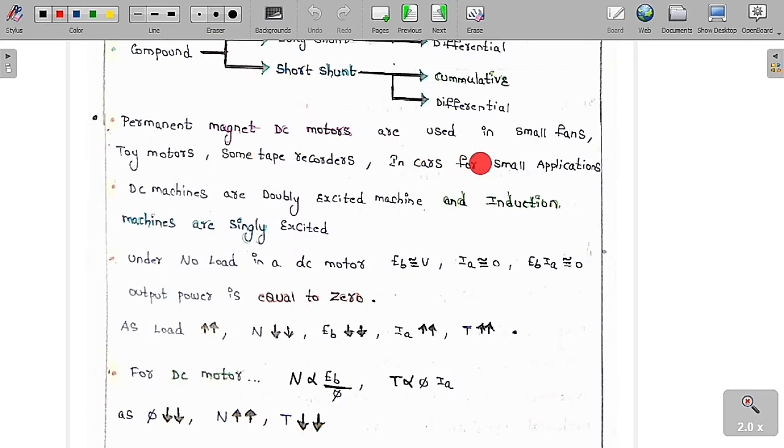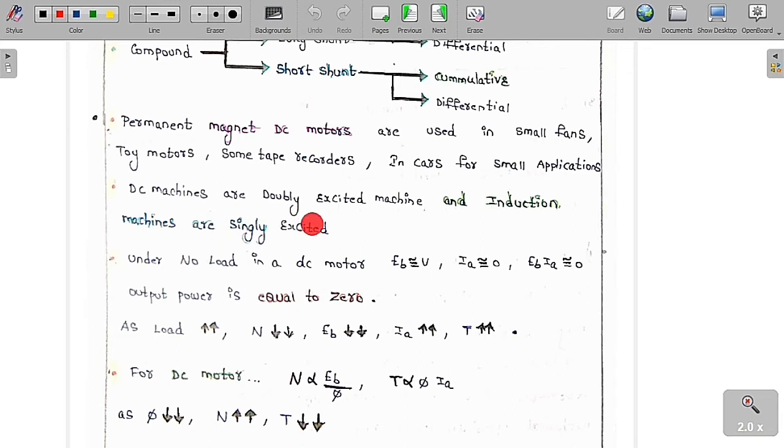Permanent magnet DC motors are used in small fans, toy motors, some tape recorders, and also in cars for small applications. Whatever magnets are used in permanent magnet DC motors are permanent magnets. So this is the use of permanent magnet DC motors.